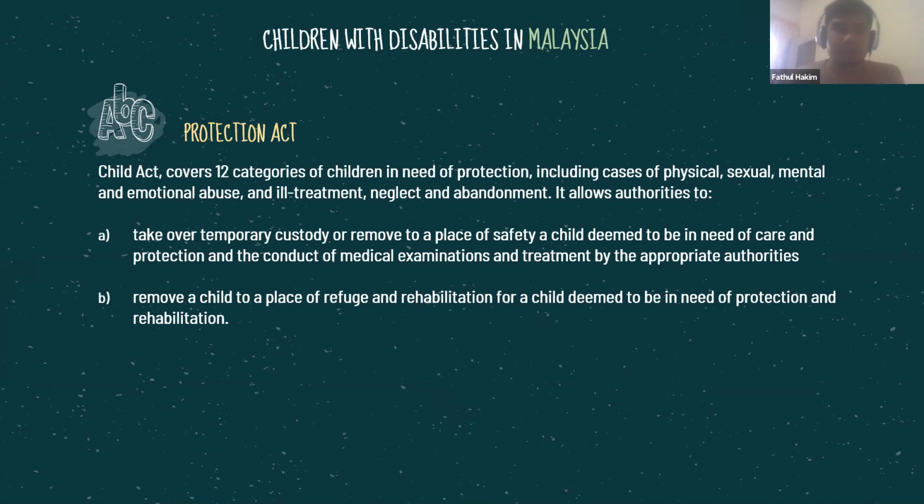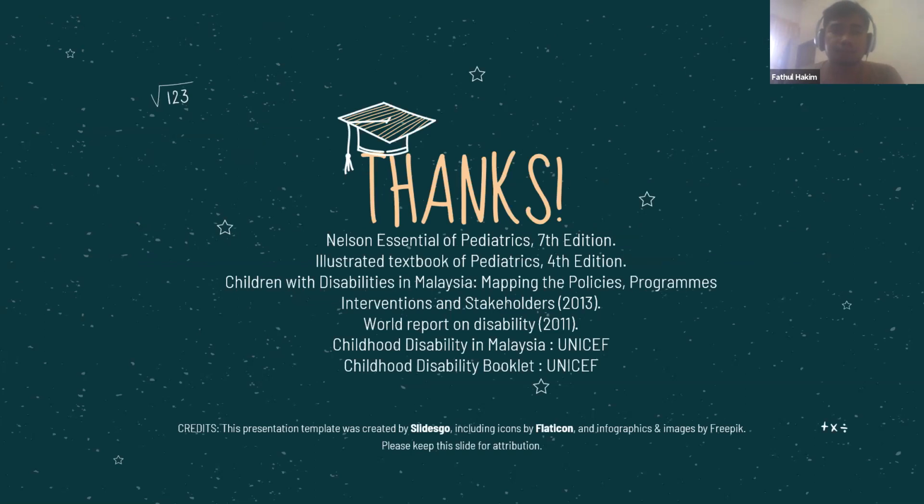The Child Act covers 12 categories of children in need of protection, including cases of physical, sexual, mental, and emotional abuse, ill-treatment, neglect, and abandonment. It allows authorities to take over temporary custody or remove a child to a place of safety. And then the second one is removing a child to a place of refuge and rehabilitation for a child deemed to be in need of protection and rehabilitation. That's all my part. Thank you.